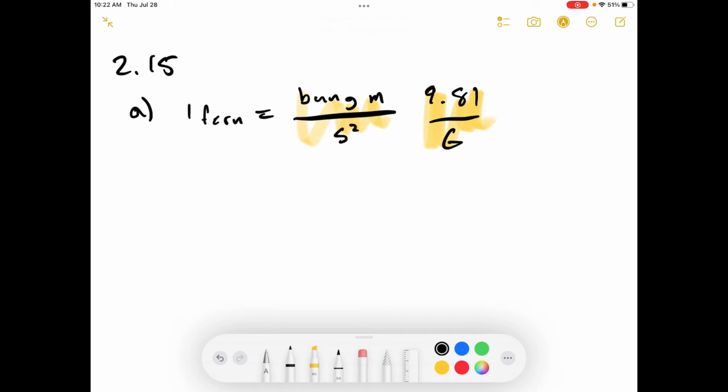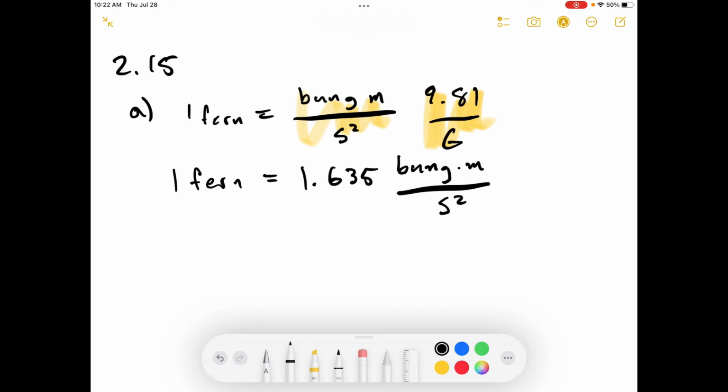Okay, so that means that one fern equals 1.635 bung meters per second squared. So that's a unit of force because a bung is a unit of mass. So mass times length divided by time squared is a unit of force. So then that's it for part A.